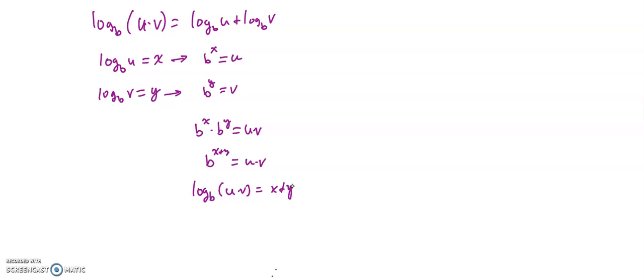But wait a minute. Going back to the very beginning, what did we say x equaled? Didn't we say it equaled log base b of u? And didn't we say that y equals log base b of v? So log base b of u times v must equal log base b of u plus log base b of v. And that's how that works. Now, the quotient rule would work the same way. You should try that on your own if you want to try that. Okay, let's go to the next one.